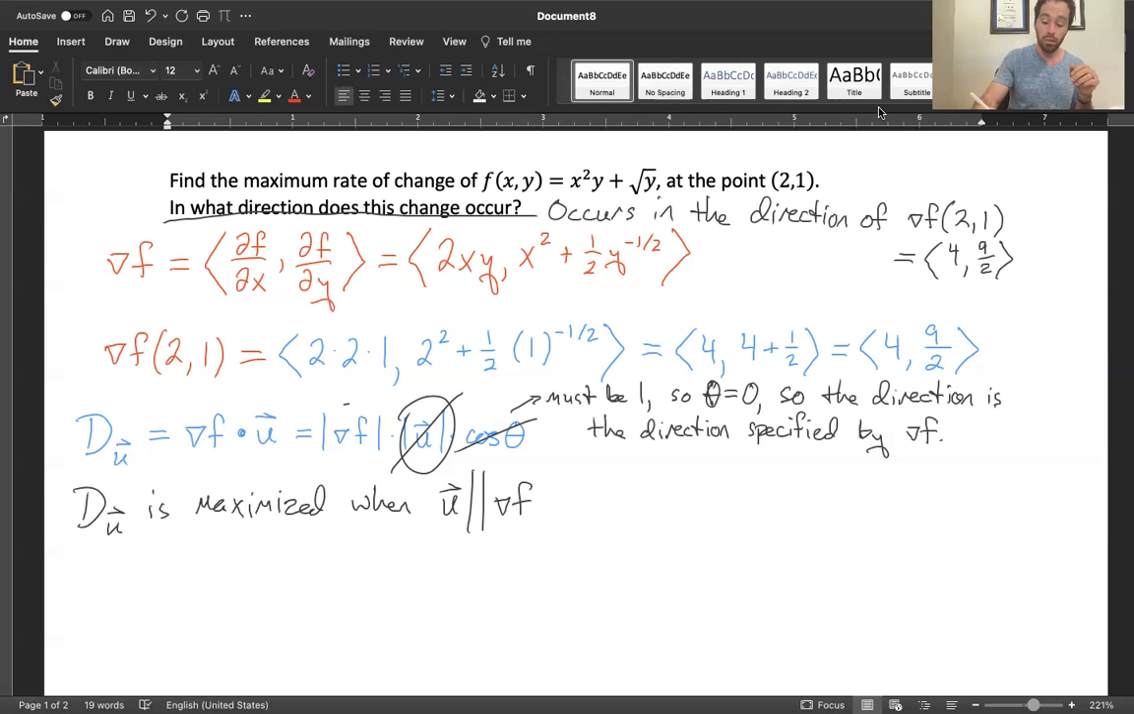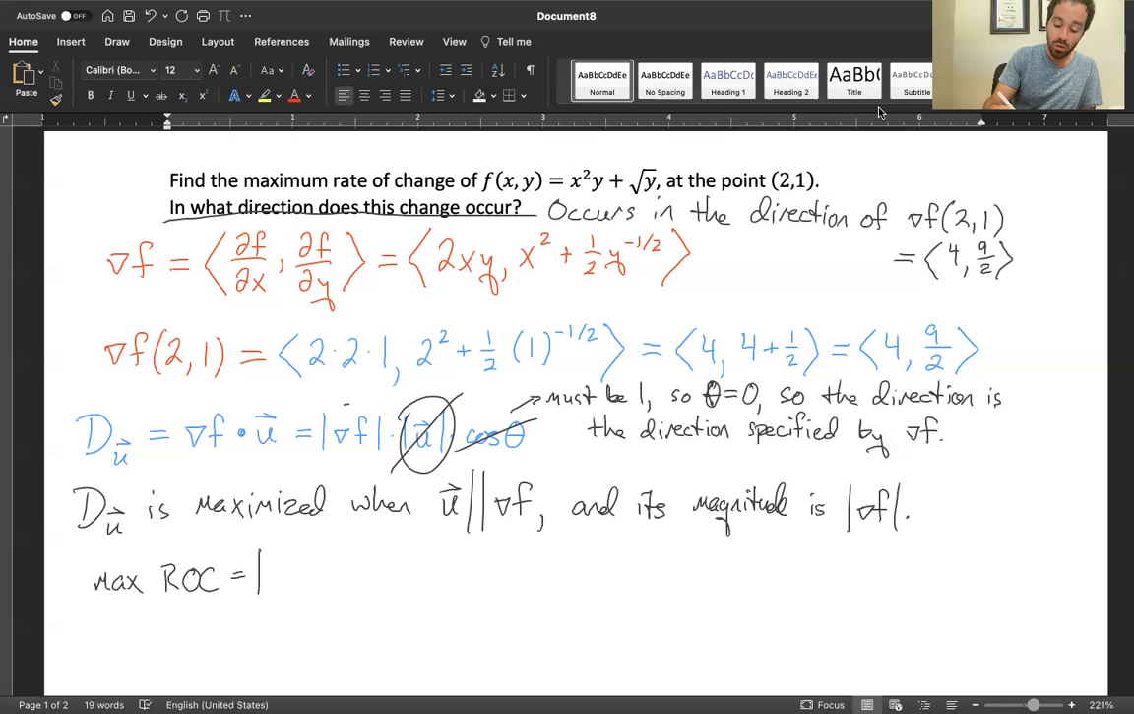Now this we've already done. And its magnitude at that point is the magnitude of the gradient. So like I said at the start, it all depends on the gradient. So find the maximum rate of change. The maximum rate of change is equal to the magnitude of the gradient vector, meaning the magnitude of the vector (4, 9/2). Well, now it's just plug and chug.